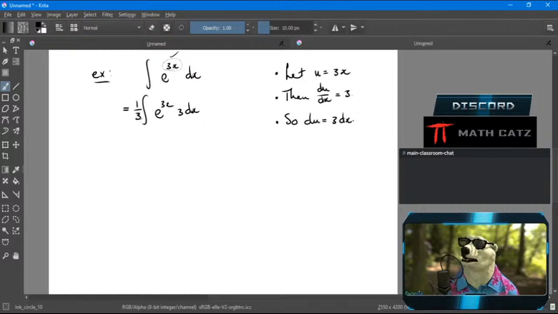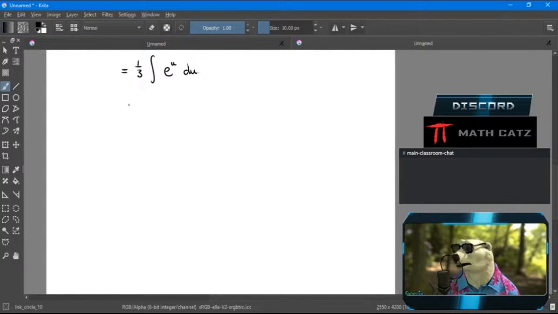That 1/3 price doesn't play a role in my antiderivative. So I leave it in front. It does need to be there in my answer, but it's not going to play a role right away. Now I'm able to follow the key on the right and get rid of all the x's and bring in u's. The 1/3 I just drag with me. E to the 3x becomes e to the u. 3 and dx become du. And now this is an antiderivative question entirely in a new variable.